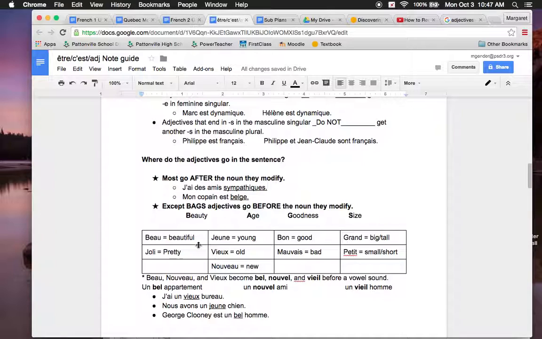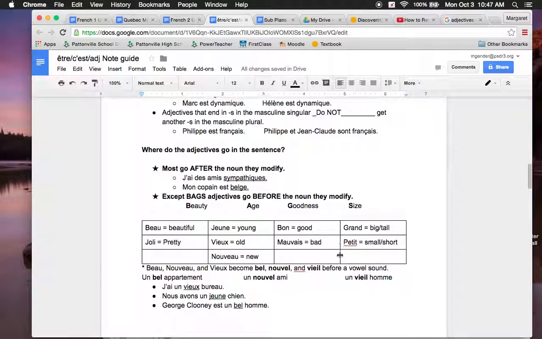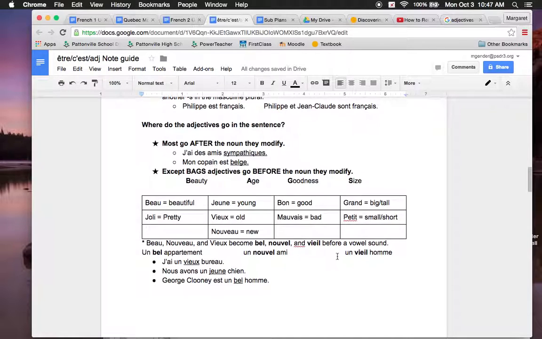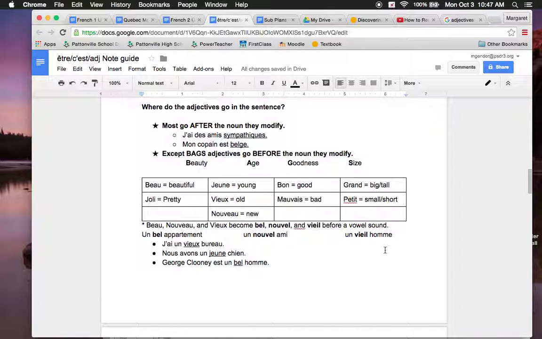Répétez. Beau. Joli. Jeune. Vieux. Nouveau. Bon. Mauvais. Grand, petit, un bel appartement, nouvel ami, un vieil homme. Those kind of run together, by the way.